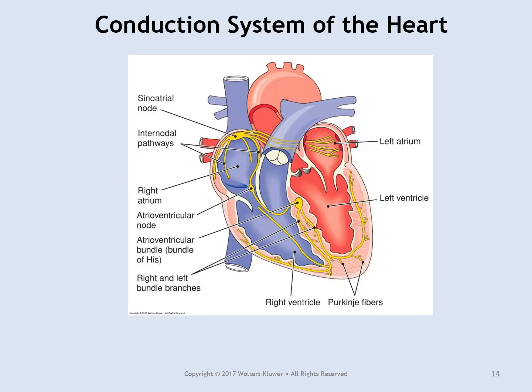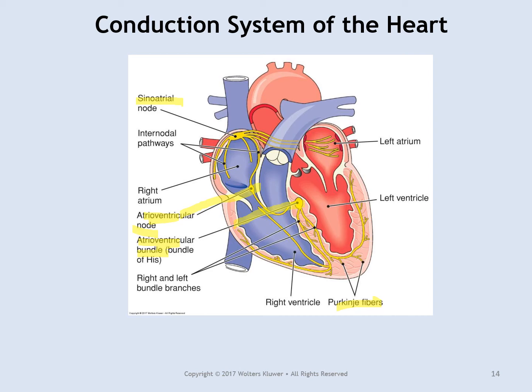Let's take a look at those. In the yellow here, we have the sinoatrial node at the top. There is a wave of impulses that starts at the sinoatrial node and heads down into the atrioventricular node. We have the atrioventricular bundle, or the bundle of His, right here. There are bundle branches coming down through the septum of the myocardium, and the Purkinje fibers branching off at the very end.